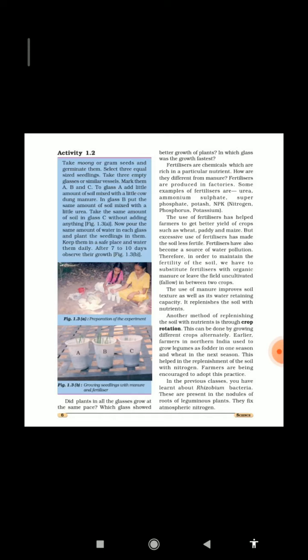Earlier, farmers in northern India used to grow legumes as fodder in one season and wheat in the next season. This helped in the replenishment of the soil with nitrogen. Farmers are being encouraged to adopt this practice. In the previous classes, you have learnt about rhizobium bacteria. These are present in nodules of roots of leguminous plants. They fix atmospheric nitrogen.